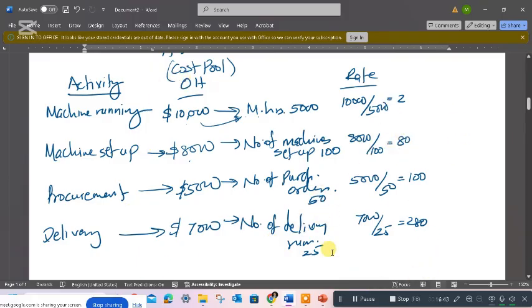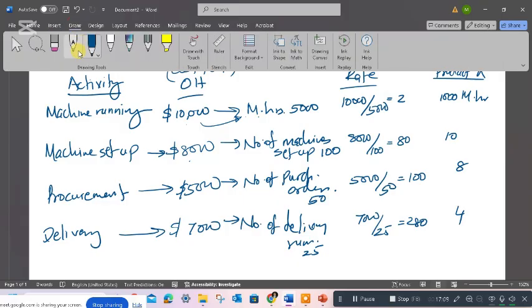After finding the rates like this, take one of the products they make, let's say product alpha. Product alpha is going to take 1,000 machine hours. For product alpha, altogether you are doing 10 machine setups, say 8 procurements, and 4 deliveries. So the overhead calculation is going to be for this product.